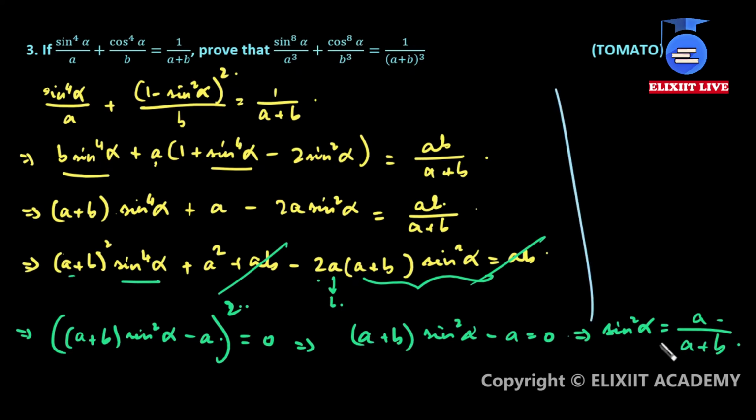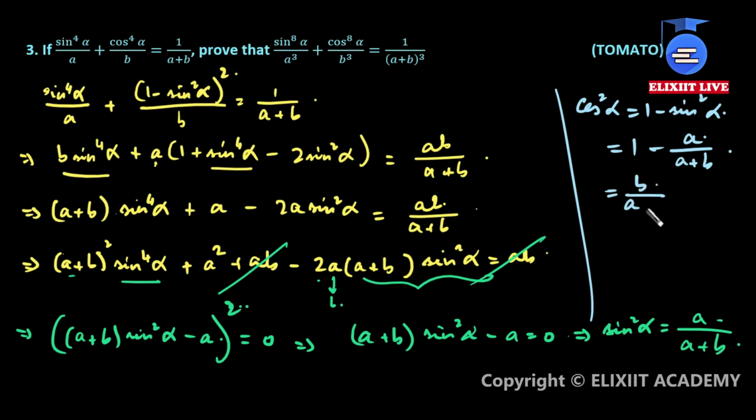How will you find out cos to the power 8 alpha or cos square alpha? First find out cos square alpha. We can find it from 1 minus sine square alpha, isn't it? So cos square alpha will be 1 minus sine square alpha basically. So that's simply 1 minus A by A plus B, isn't it? Clear? So that is B by A plus B. Clear? Fine with this? Now you all can find it. Can you all find it now?